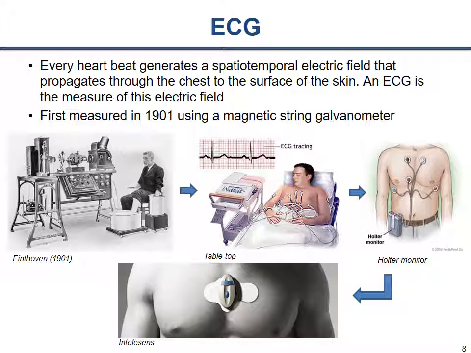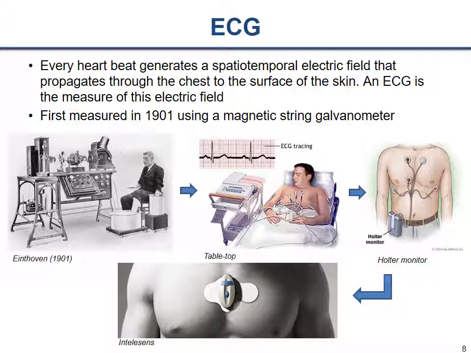It was first measured in 1901 using an elaborate setup, as you can see here: a string galvanometer, foot in the bath, hands in salt baths as well, and they could capture some notion of what the electrical activity of the heart is. That has since been upgraded and modernized to tabletop devices. These are still found in hospitals all over the United States and the world.